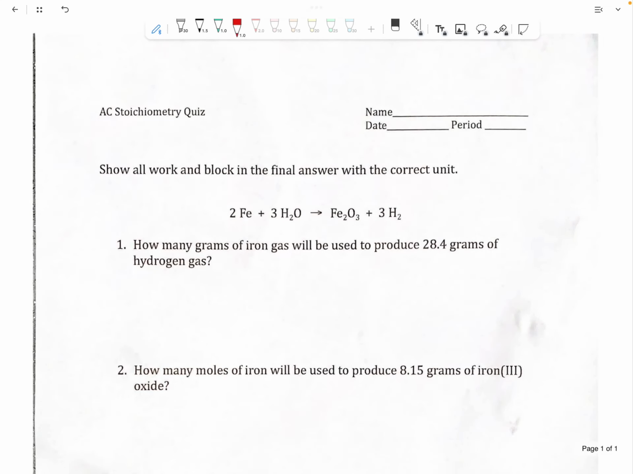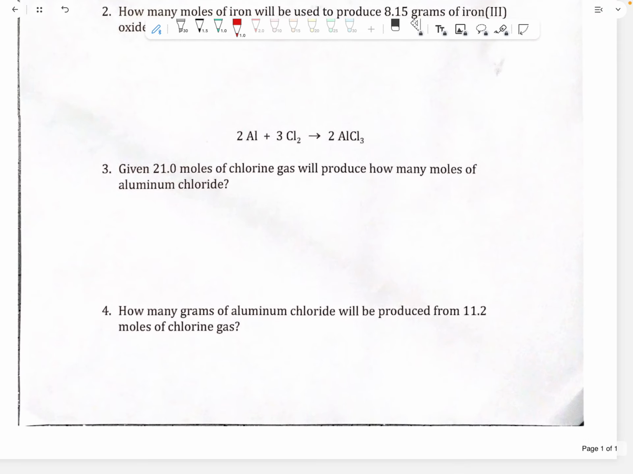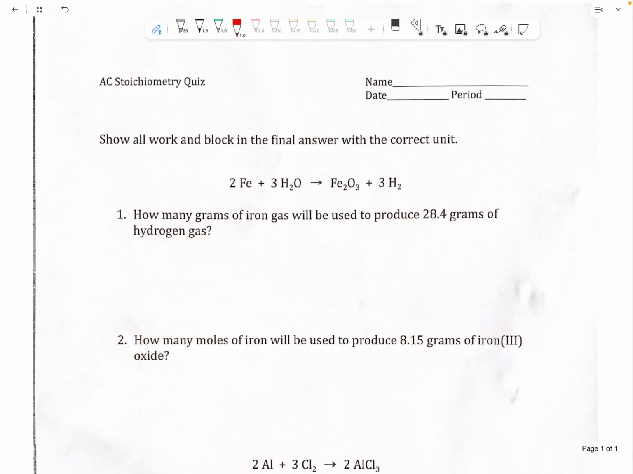Okay, everybody, this is going to be a review for your stoichiometry quiz, which is tomorrow. This is a replica of your quiz. We have a different equation and different numbers for you, but it's going to be exactly the same as far as the format. You're going to have two equations, and two problems to go with each one. I'm just going to start with the top one, and that's all I'm going to work with you today.